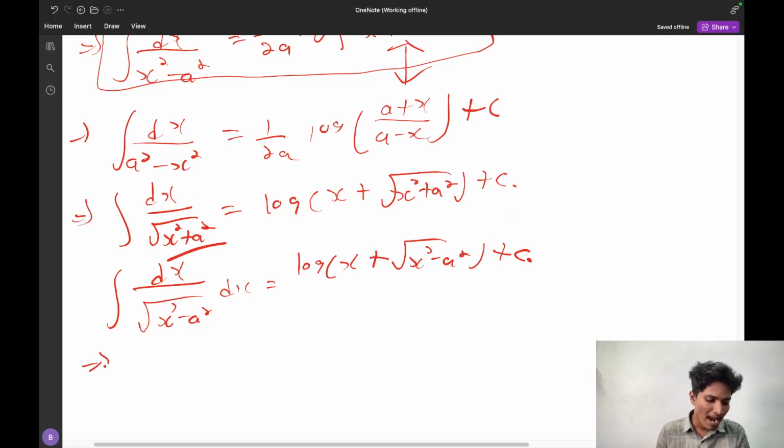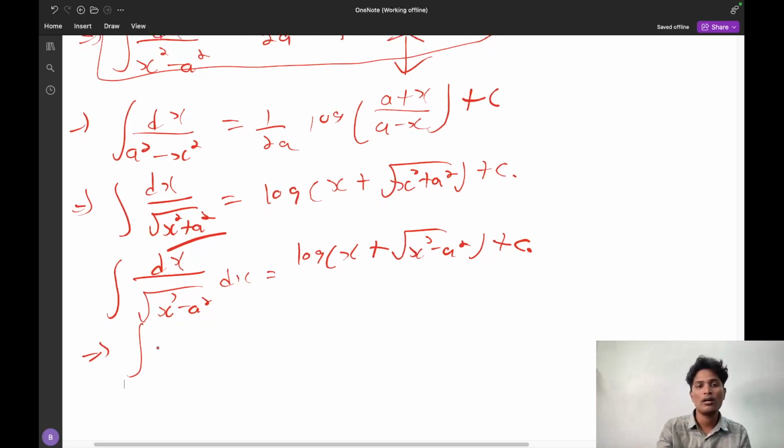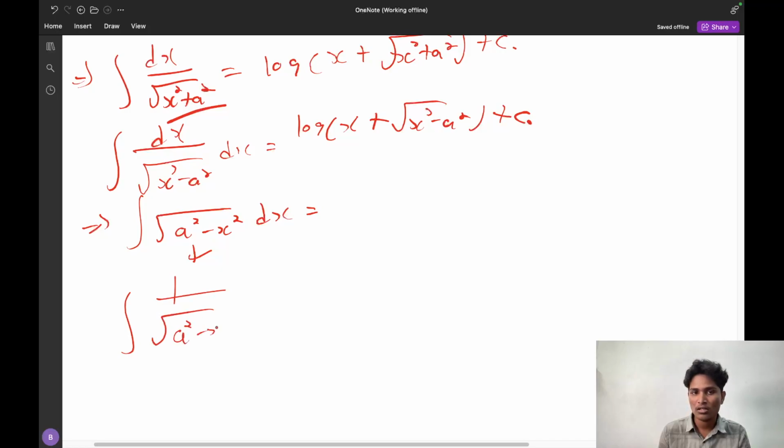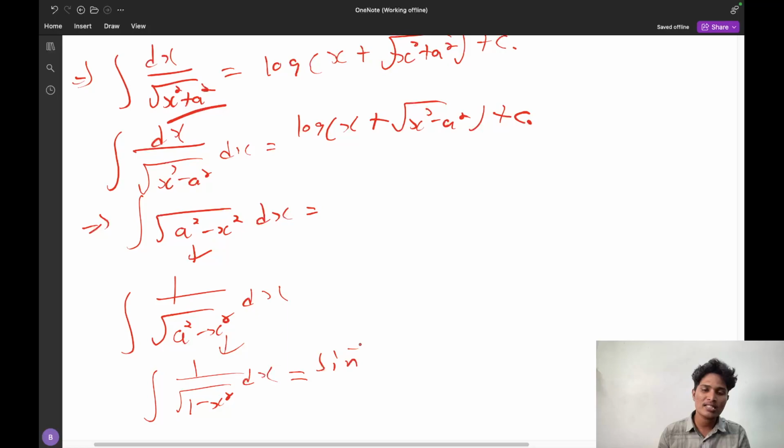This is the formula. And next are the formulas with the root in the numerator, that is root of a square minus x square dx. If I observe this one, it is the reverse of this one, and this is again the reverse, that is 1 divided by root of 1 minus x square dx. So I know this formula, it is sin inverse x plus c. I again know this formula, that is sin inverse of x by a plus c.